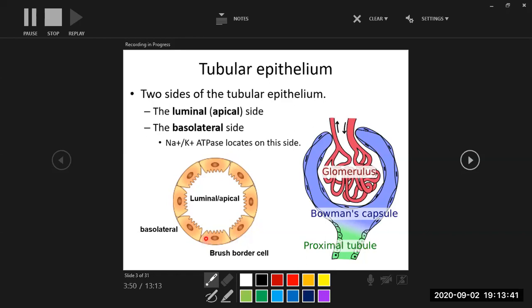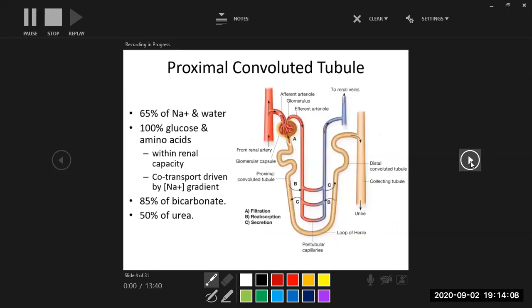You just need to have the terminology that when we talk about the basolateral side, you have to think that this is the side facing the body, and very soon they will transport stuff back to the blood. When we talk about the apical side or luminal side, you always think this is the side facing the pee, facing the urine. So that's the terminology. Another thing is that all these tubules are made of a single layer of epithelium cells, okay?